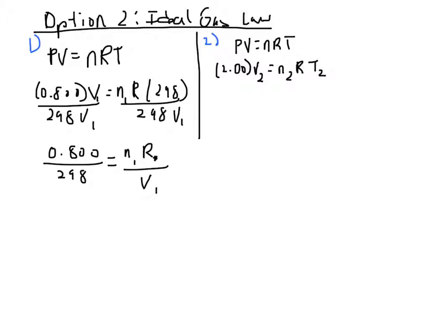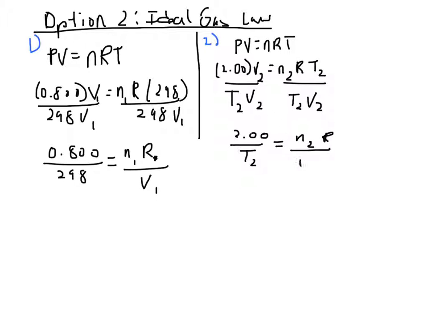Now notice on this, for stage 1, how I put pressure and temperature by themselves. We want to do exactly the same thing. So we have pressure here, temperature here. We want to divide by temperature and V2 to get pressure and temperature by themselves. That leaves us with 2.00 over T2 equals N2R over V2. Now this is where it gets cool.